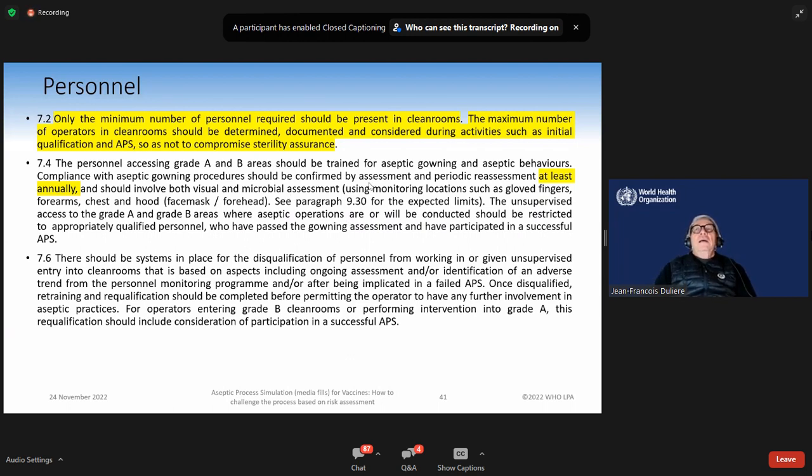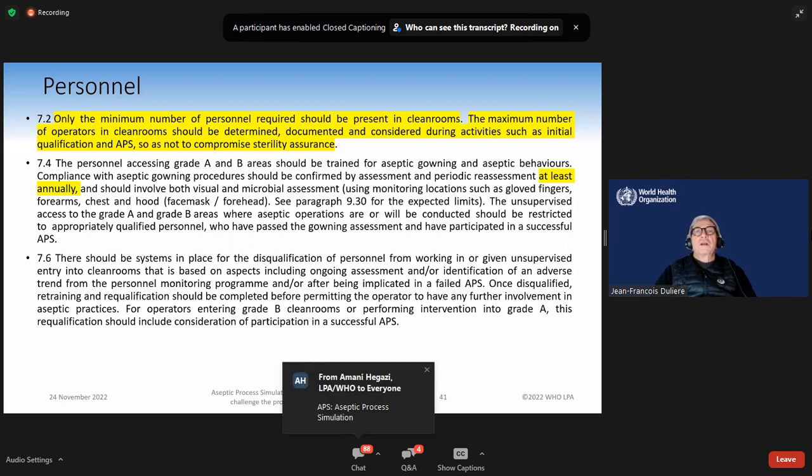Personnel. Only the minimum number of personnel required should be present in the clean room. But the maximum number of operators in the clean room should be determined, documented, and considered during activities such as initial qualification and aseptic process simulation, not to compromise the sterility assurance.